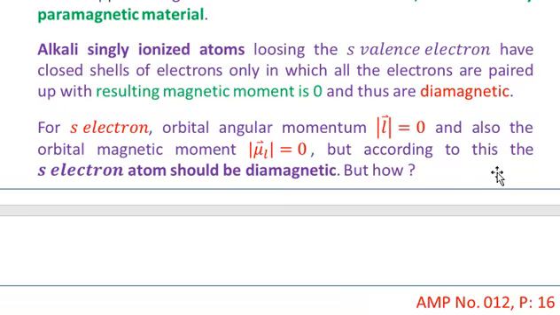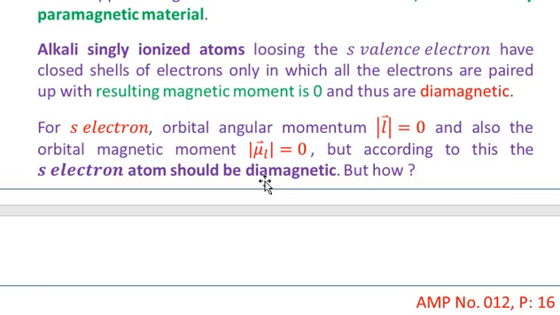But according to this, the s electron atom should be diamagnetic. If we apply this definition, that is, the magnitude of L is equal to 0 and the magnitude of the magnetic moment is 0, then it means that the s electrons in the alkali metal atoms behave as a diamagnetic material. But that is not the case.